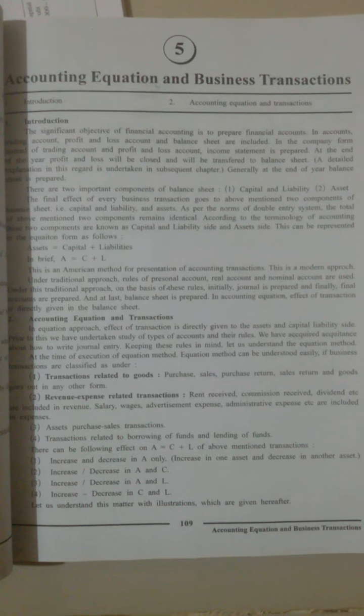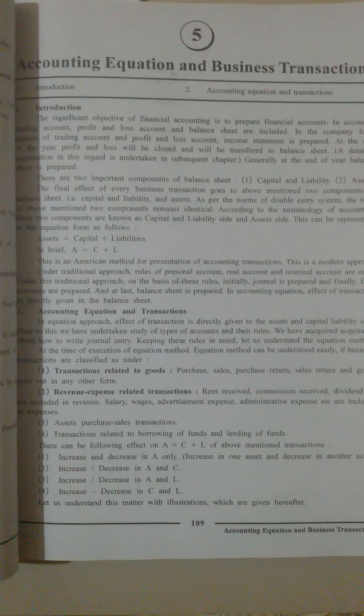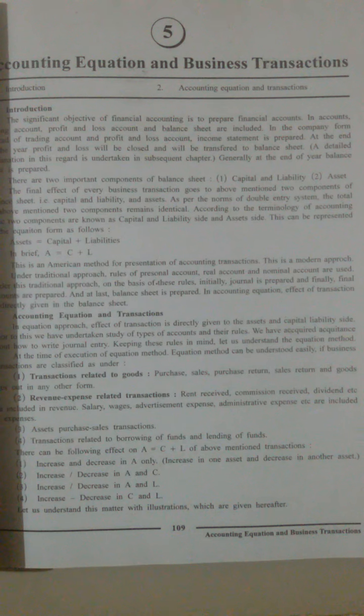Now let's start with the revision of chapter number 5, that is accounting equation and business transactions. So what is accounting equation? Accounting equation means in an equation approach, the effects of a transaction are directly given to the assets and capital and liability side.